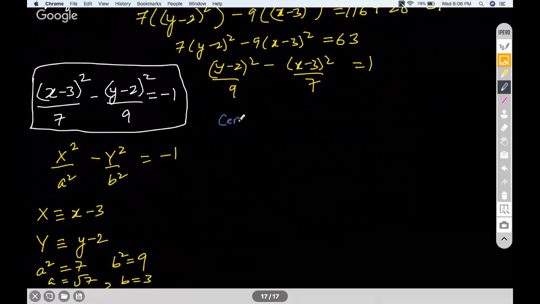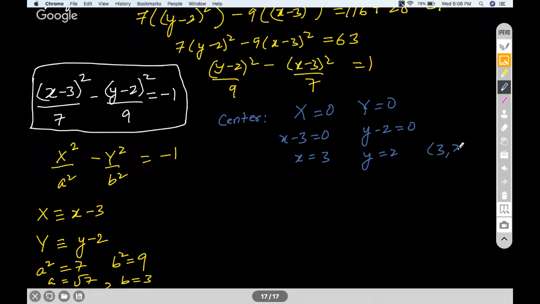For the center, we know x is 0, y is 0. That means x minus 3 is 0, y minus 2 is 0, which means x is 3, y is 2. So 3 comma 2 is your center.